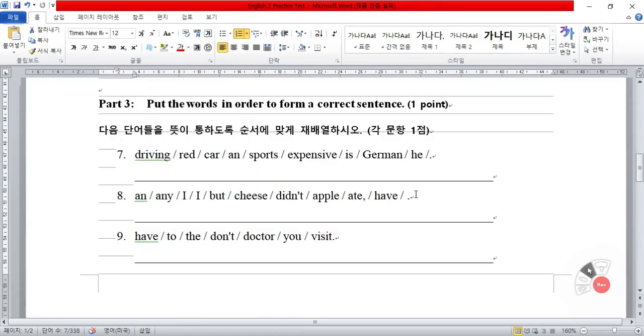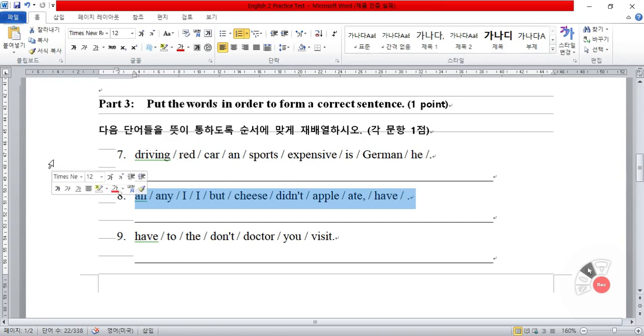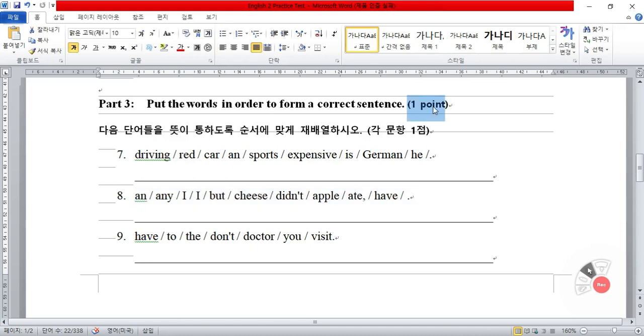In part 3, you're given a sentence, but the words are in the wrong order. Again, you're given all the correct words. You just have to rearrange the words so they form a sentence with the correct structure. On your written test, these will be worth 1 point.